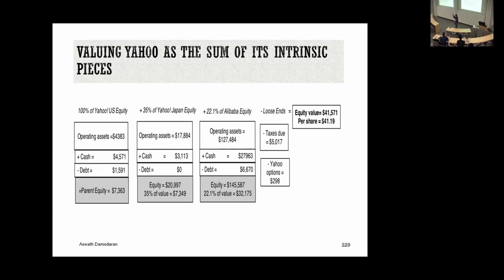But there are two cross holdings of immense value. One was 35% of Yahoo Japan, which was a standalone separate company. And for whatever reason, the Japanese still use Yahoo. And it was a much more prosperous company than Yahoo, the US version. I valued it, and because it was a publicly traded company, I was able to get its financials. I attached a value of 20.21 billion to the equity, and I took 35% of that.